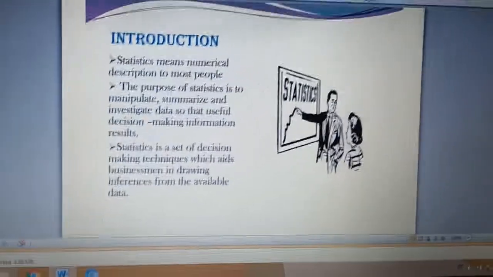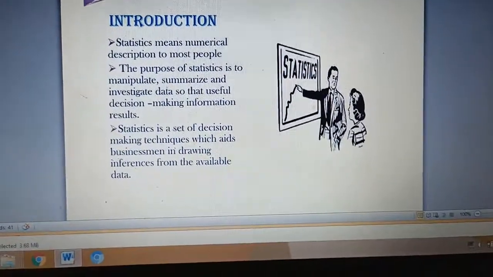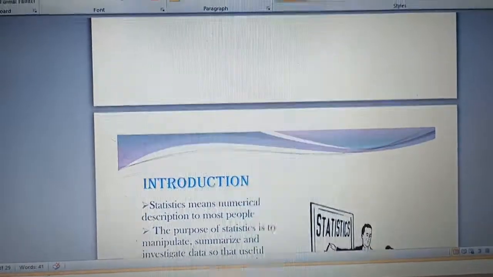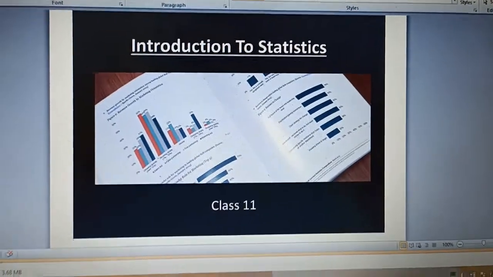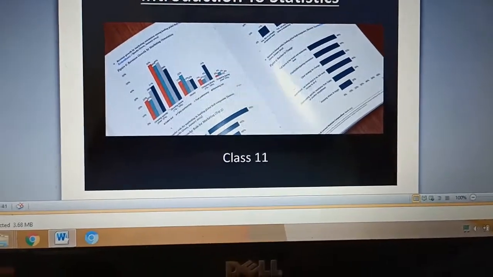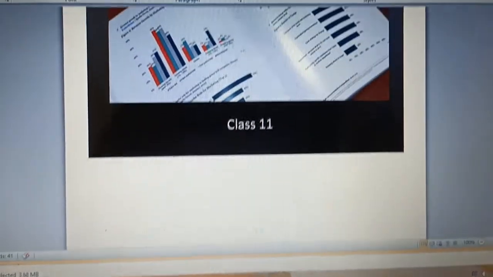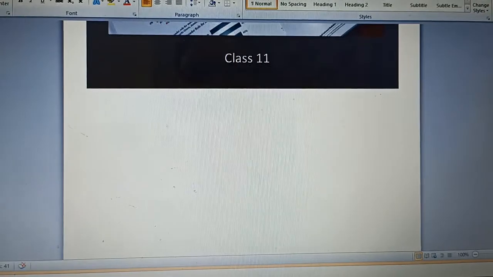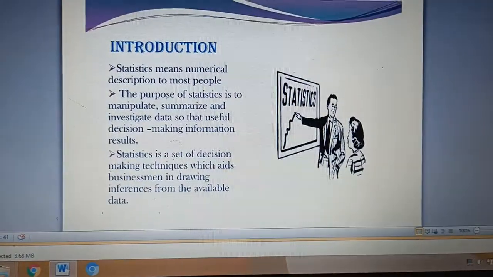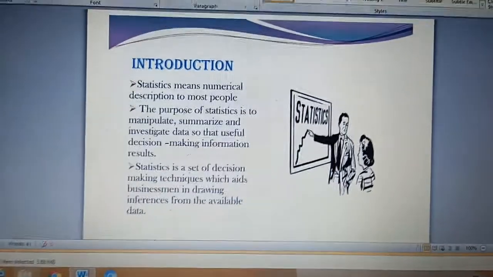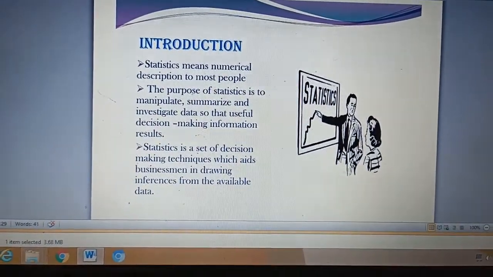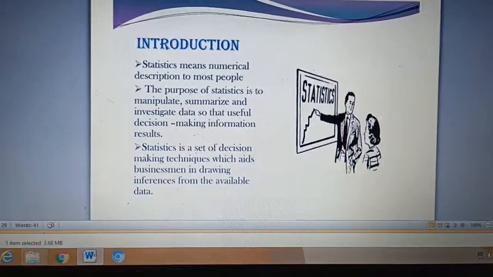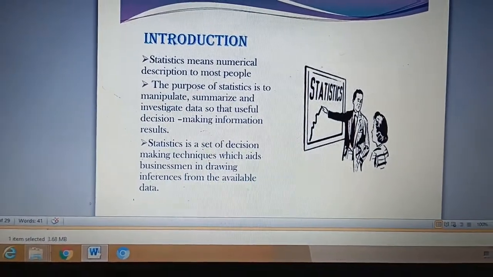Now, here we will discuss statistics. Here you have seen this is introduction to statistics. Next one is introduction. Statistics means numerical description to most people. For most of the people, statistics means numerical data.